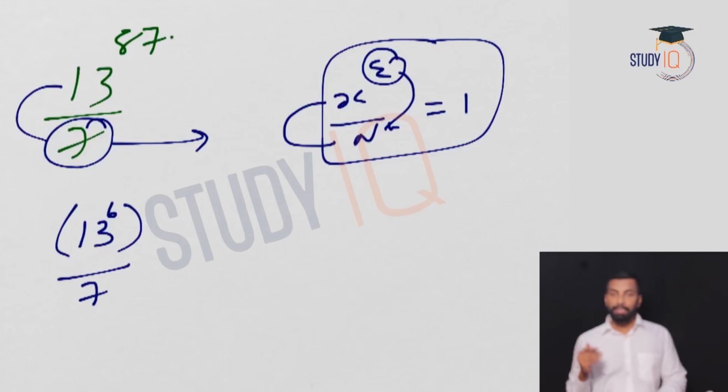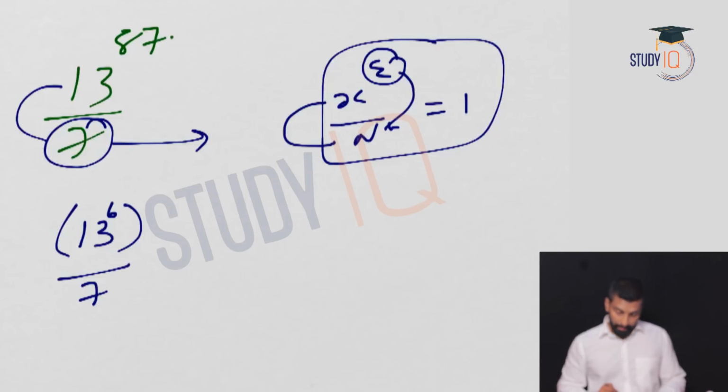Another 13 raised to 6 by 7, remainder 1. Another, remainder 1. Another, remainder 1. Then you will apply the basic remainder theorem, 1 into 1 into 1 into, and see how much is left out. Okay, let's see. If you write it as 13 raised to 6, how many times can you write it like that?